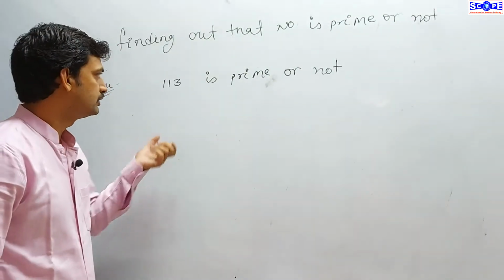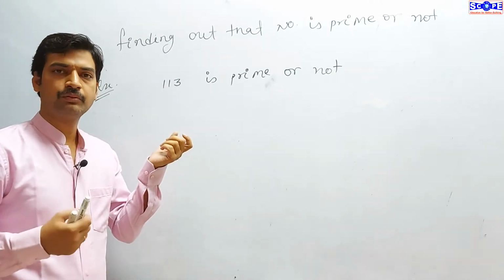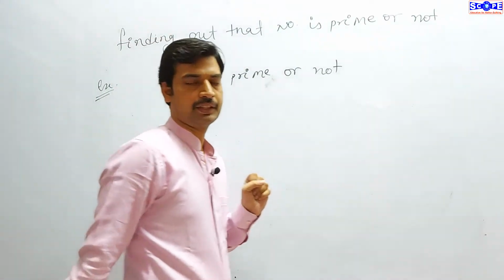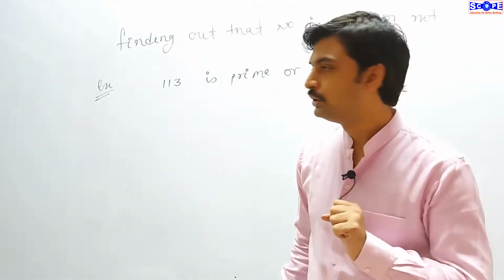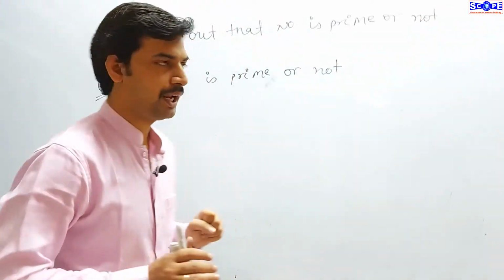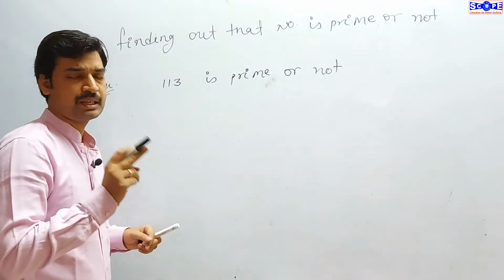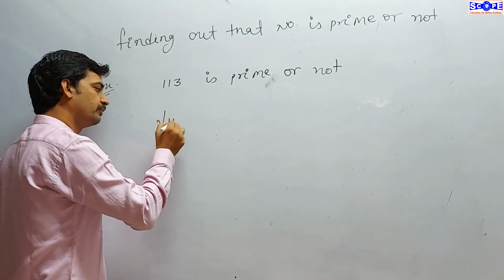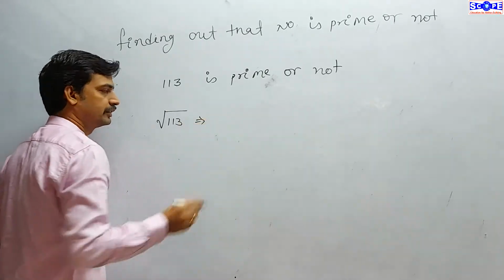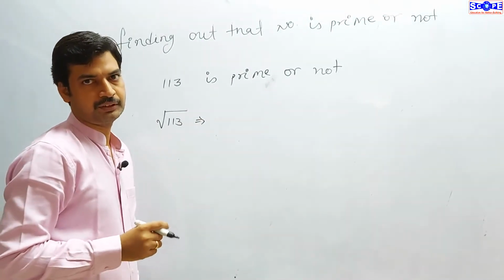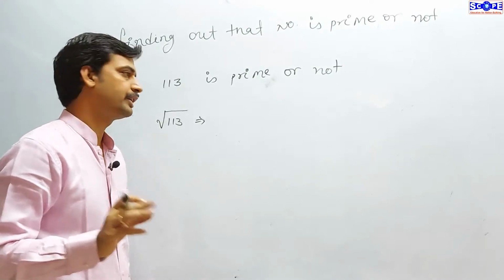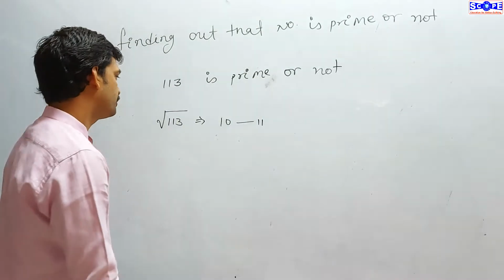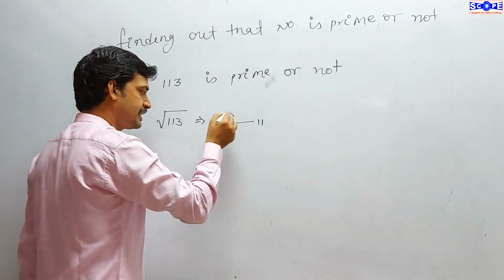So we need to check. We divide it by 1 by 1 this way. So it will take lots of time to check whether it is divisible by any other number or not. So what we do to find out the prime number is check the approximate square root of the given number. So square root of 113. 10 square is 100, 11 square is 121. So the value is between 10 and 11, right?